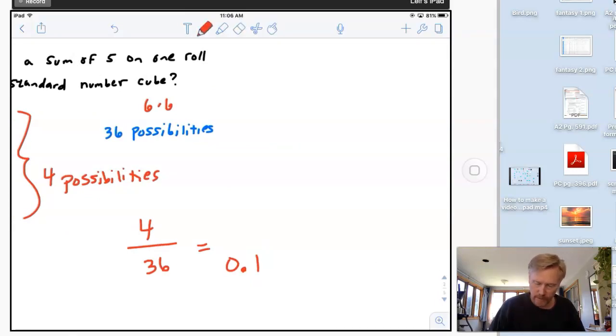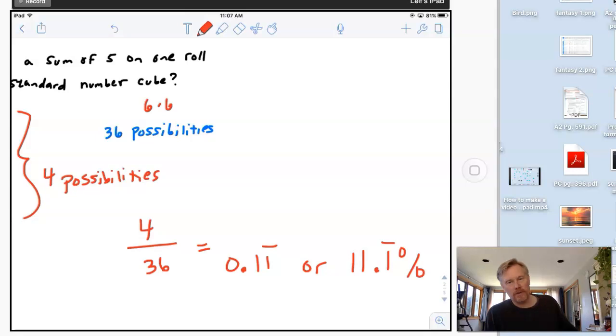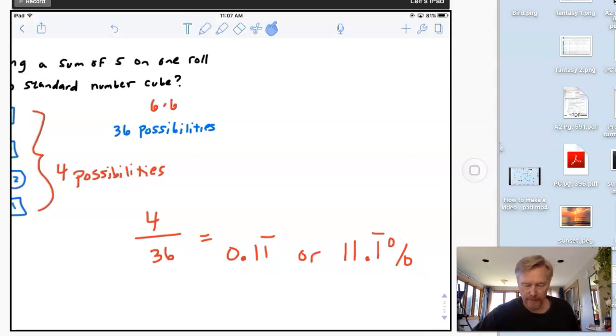Instead of doing it that way, let's go like this. 0.1 repeating, 0.11. And if I multiply that by 100, I get 11.1%. That is repeating. You can put the bar over it. At some point, usually you round off, okay? And those are your answers, okay?